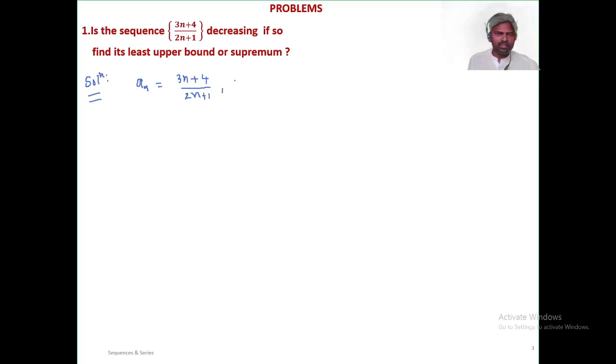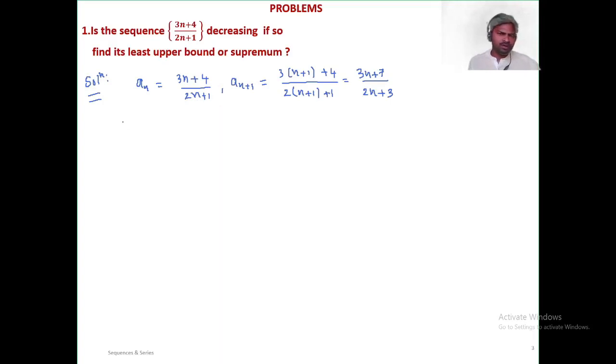So an is this; therefore what is an plus 1? Find both terms an and an plus 1. Wherever there is n, you put n plus 1. So 3 into n plus 1 plus 4 upon 2 into n plus 1 plus 1. Simplify this: you get 3n plus 3 plus 4, so 3n plus 7, upon 2n plus 2 plus 1, so 2n plus 3. So this is an and an plus 1.